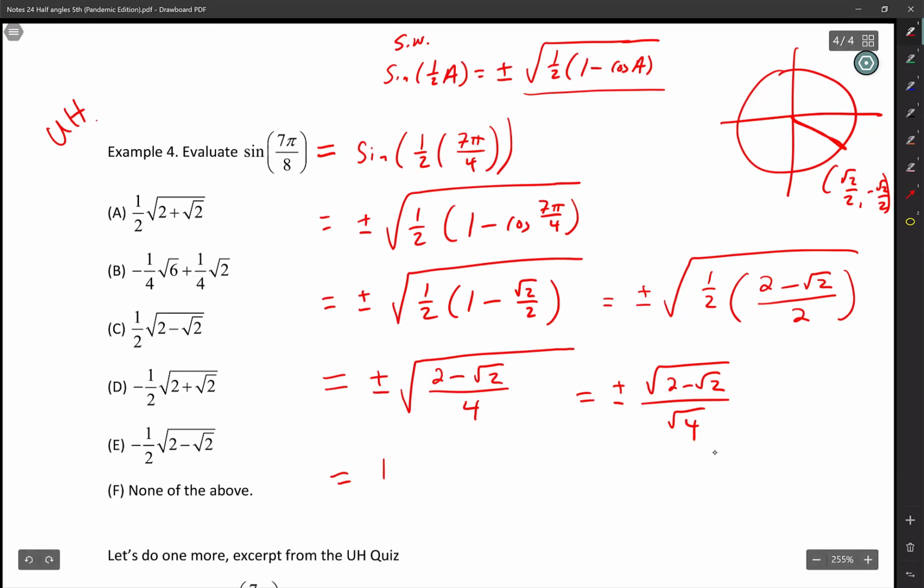So square root of 4 is 2, so plus minus 1/2. Square root of 2 minus square root of 2. This is actually a very common math contest problem.